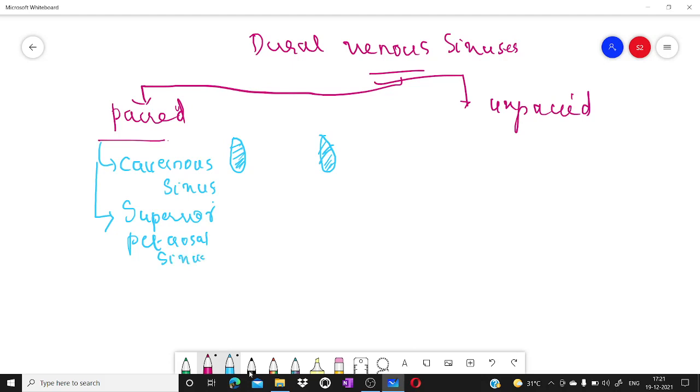You can see that the cavernous sinus is connected to the transverse sinus by means of this superior petrosal sinus. So it is also located on either side, so it is also a paired venous sinus. Now another one is the inferior petrosal sinus. That is also a paired dural venous sinus, the inferior petrosal sinus.